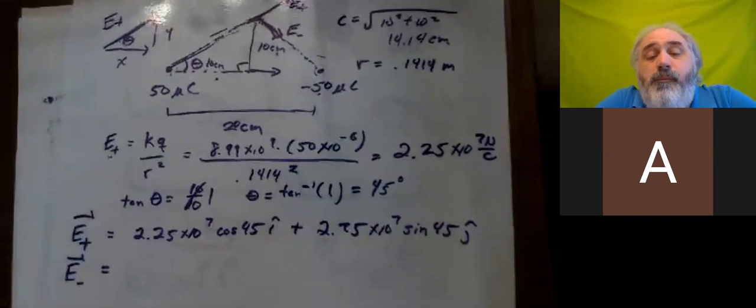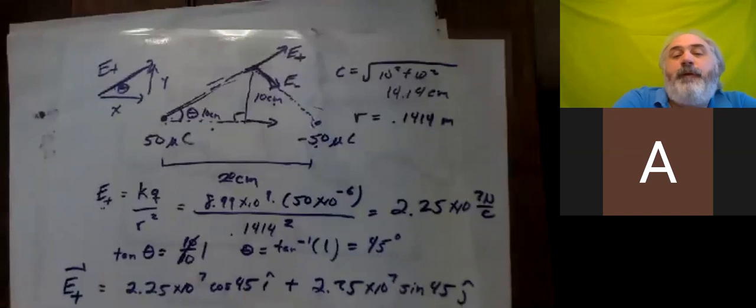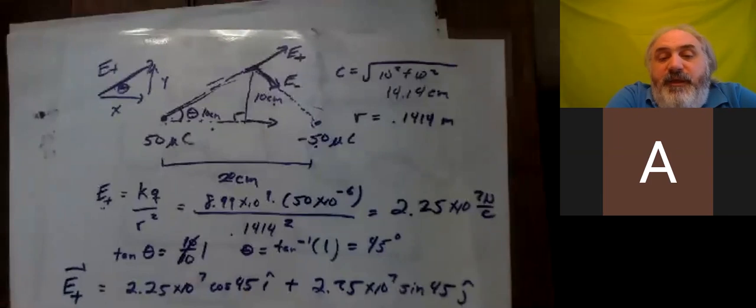It's going to be negative 2.25 times 10 to the 7 cosine. Everything's going to become negative. Nope. Look at the picture. So E plus points up and to the right. But E negative points down and to the right. So they're both to the right.